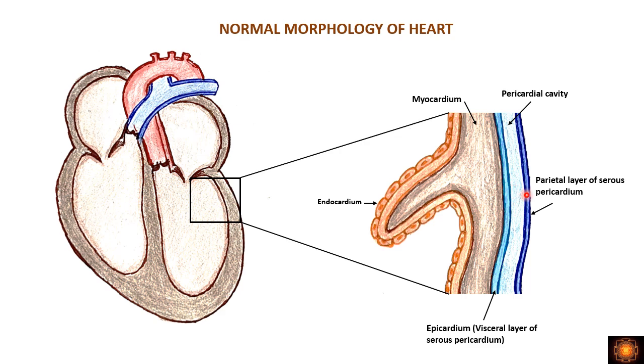pericardium. The pericardium has two layers: a visceral pericardium which covers the heart, and another parietal layer of the pericardium which is present on the inner side of the chest wall. We have a cavity in between the visceral and the parietal pericardium, and this we call the pericardial cavity. So these are the layers of the heart.